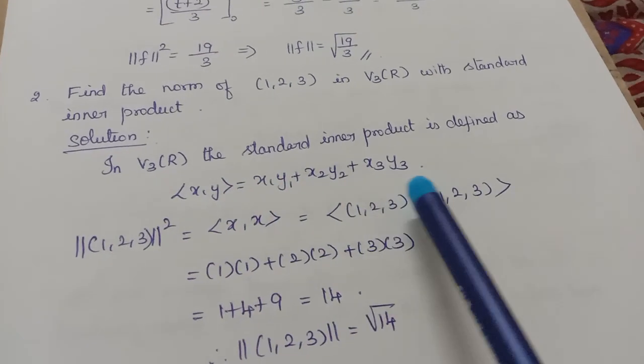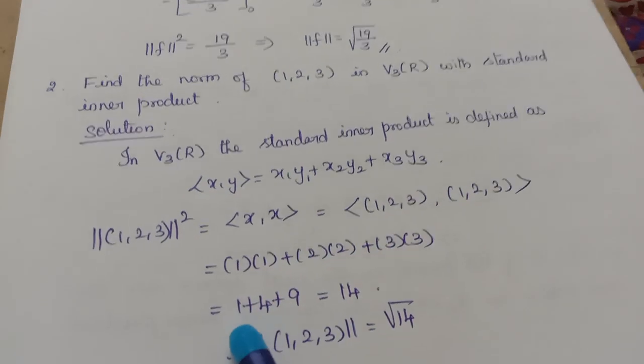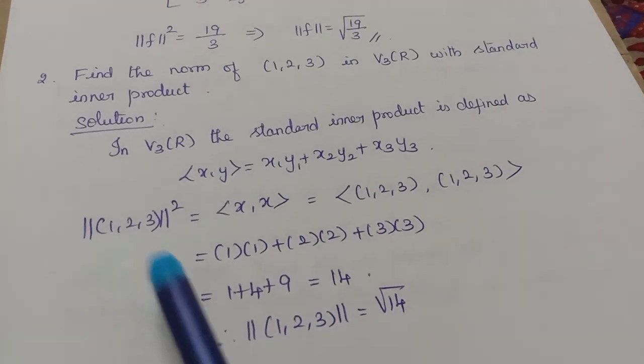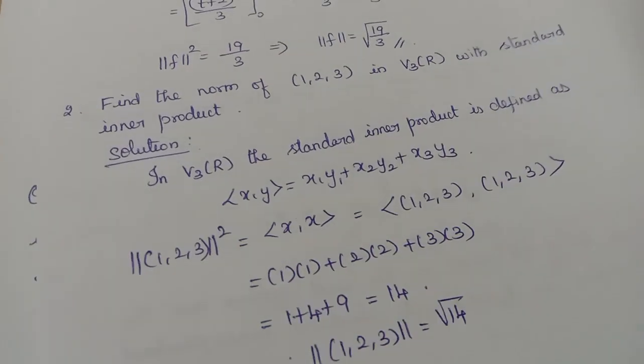So 1 into 1 plus 2 into 2 plus 3 into 3. So 1 plus 4 plus 9 equal to 14. So the norm of (1, 2, 3) equal to what? Root 14. Right. Next problem.